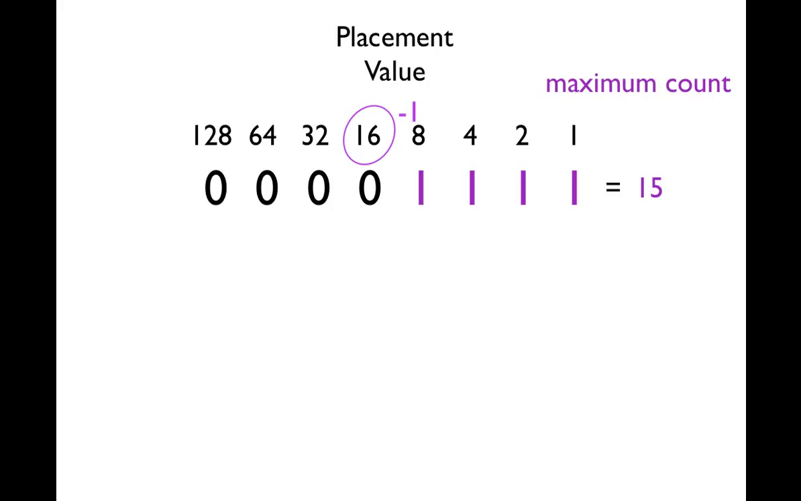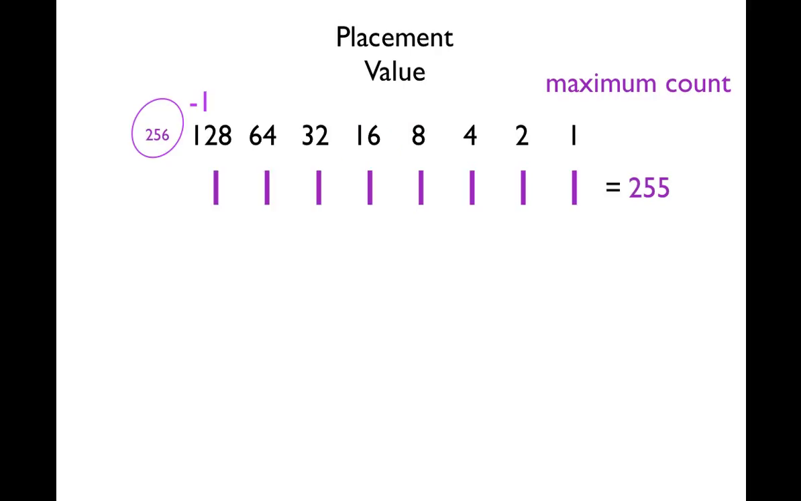You could look to the next placement value and subtract 1 from it, which means you could have 3. If I wanted to do the same thing for 4 bits, you could look to the next placement value, which would be 16, minus 1 would be 15. If I did all 8 bits, 1, 1, 1, 1, 1, 1, 1, 1, the next placement value to the left would be 256, minus 1, which would give me a physical count of all 8 bits, or a byte, to be 255.